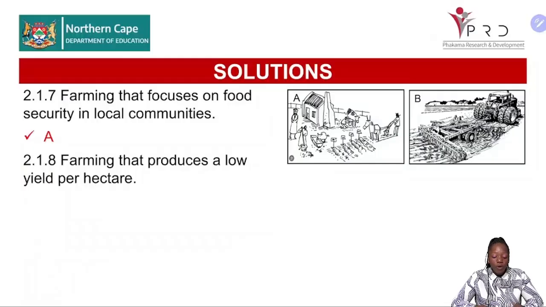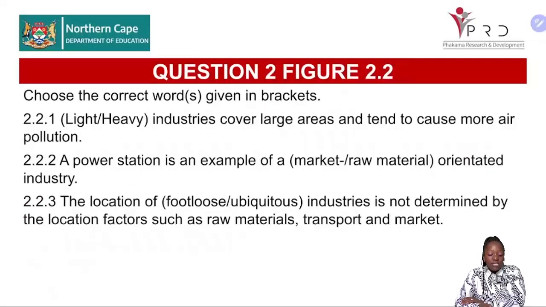Then your 2.1.8, the farming that produces a low yield per hectare, which is A again, because they are farming on a small piece of land and everything is done manually, and they are still focusing on traditional farming methods. So therefore, their yield will be very low. So that is 8 marks.